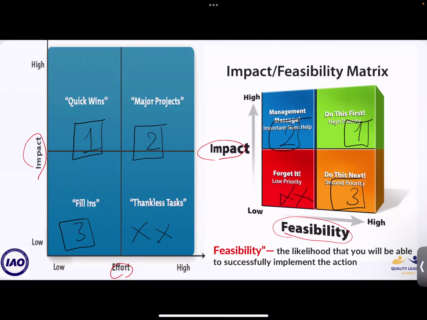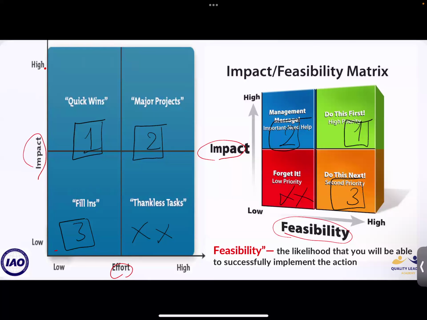So let's take a look here. The impact on the organization or the impact of the proposed solutions is ranked. The most impactful solutions are placed on the top, placed on the top.